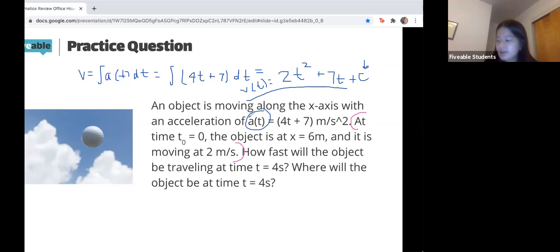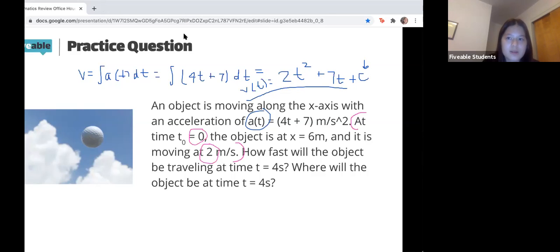We were given that at time naught, or time equals 0, the object is at 6 meters. However, we're working with a velocity function, so we don't really care about position. We care about velocity. So we are given something else: time equals 0 is 2 meters per second. We can plug that in to find our c.